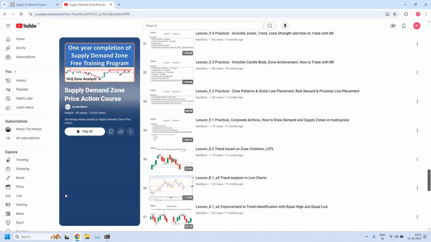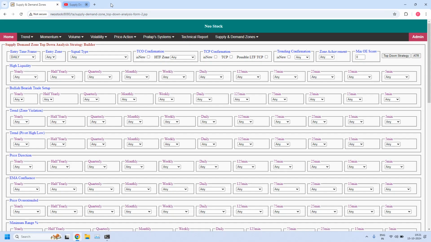Okay, now let's get into the report generation with the help of NeoStock Software Supply Demand Zone Top-Down Analysis Strategy Builder. First we will identify the stocks near demand and supply zones for different time frames. During this process, we will also identify daily and 75 minutes high liquidity zones that will be helpful to the HLQ zone strategy you learned in lesson 21.